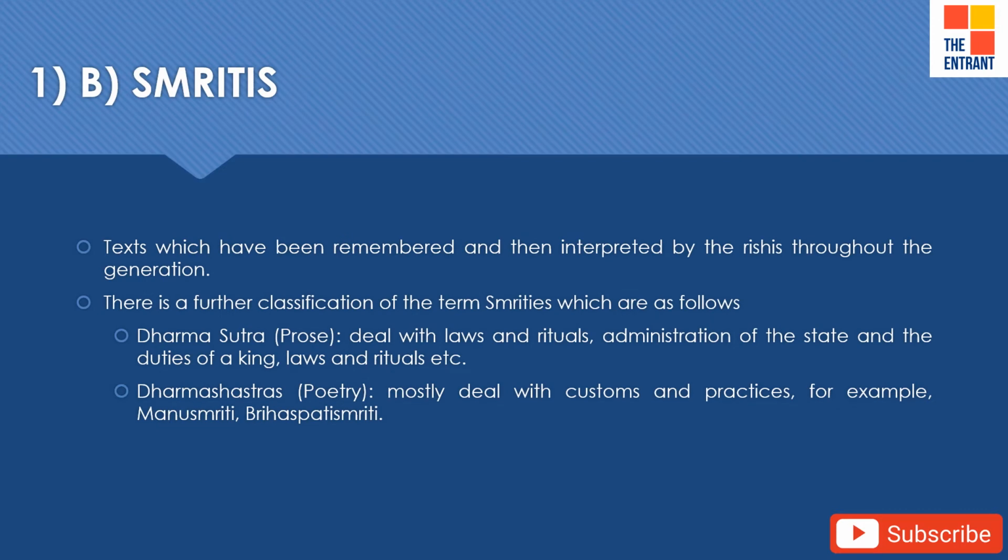The word Smriti has been derived from Smri, which means to remember. Technically, Smritis mean those works which are created by virtue of the memory of the sages, texts which have been remembered and then interpreted by the rishis throughout the generations. Some of the notable writers enumerated by Yajnavalkya are Manu, Brihaspati, Parashara, Vyasa, etc. They have been further classified into the Dharma Sutras and Dharma Shastras.